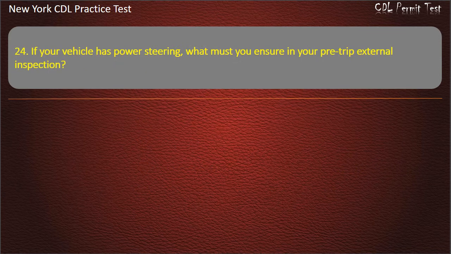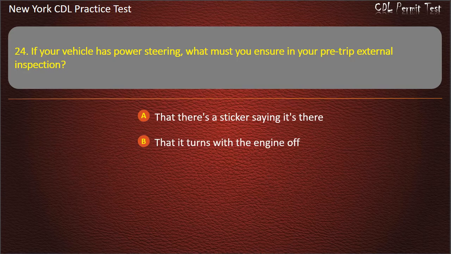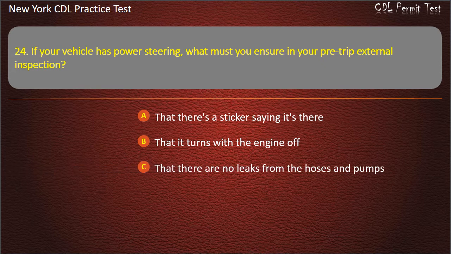Question 24. If your vehicle has power steering, what must you ensure in your pre-trip external inspection? That there's a sticker saying it's there. That it turns with the engine off. That there are no leaks from the hoses and pumps. That there's a function light. Answer. That there are no leaks from the hoses and pumps.